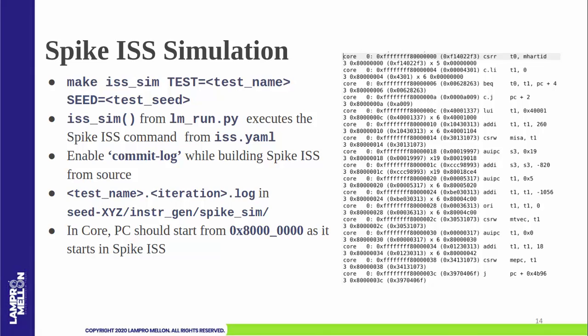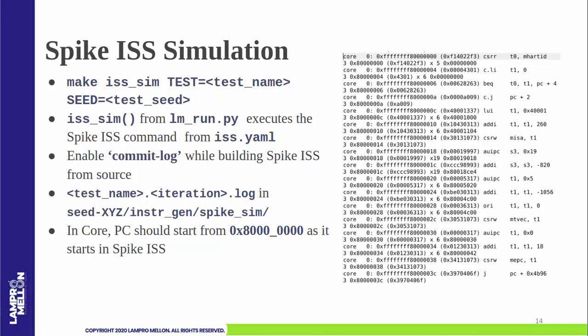Once we have a tracer execution log, how do we confirm the correctness of a program execution on the core? We need a golden reference for comparison, and this is where Spike ISS comes in. Spike is an ISS developed by the architects of RISC-V and it simulates the test irrespective of microarchitecture implementation.